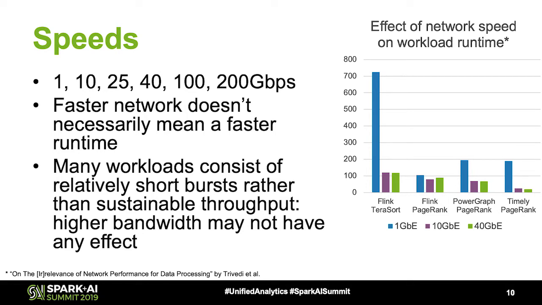But what happens next, even when we move to 10 gig and then to 40 gig, the difference is not that big. The reason is that there are other factors in the system which are not working fast enough to saturate a 40 gig line. The thing about big data and this kind of transfer is that many of those workloads consist of relatively short bursts of data. So there's usually no actual sustained high throughput in these kinds of systems. And this is why higher bandwidth will not always improve or have any effect on the runtime.